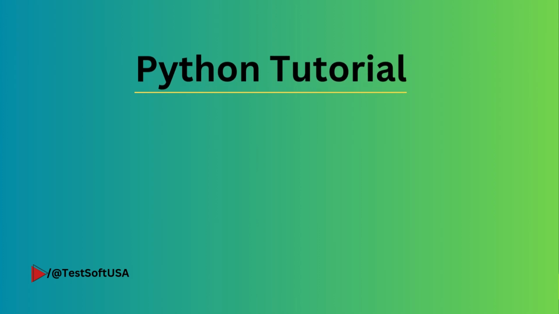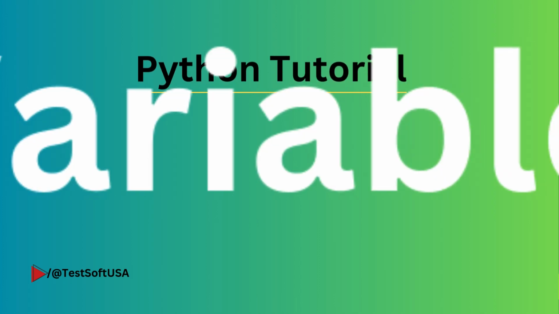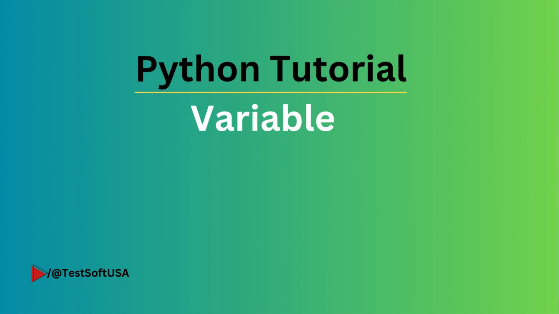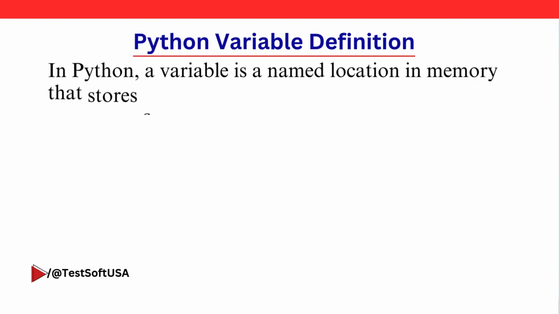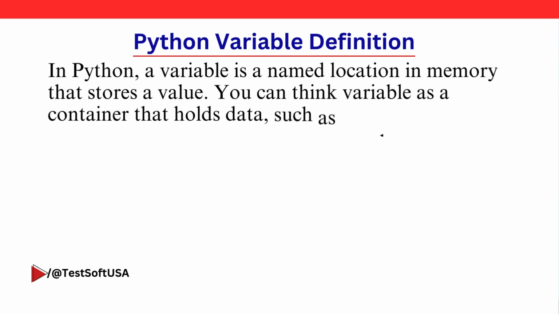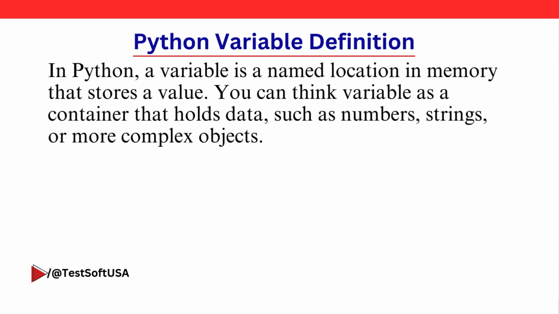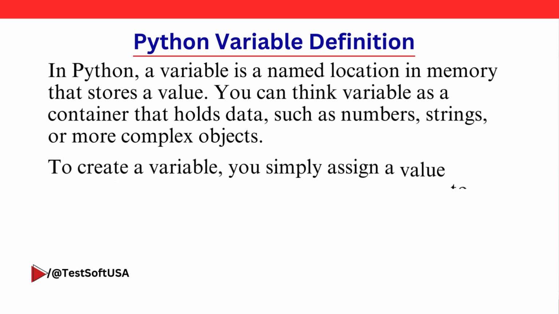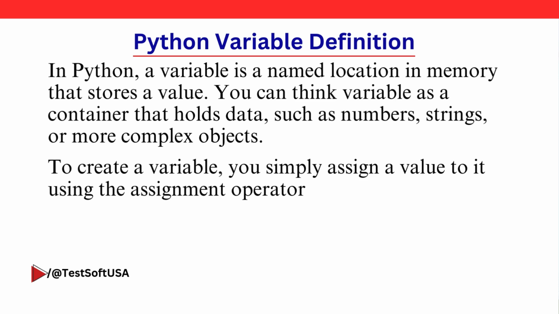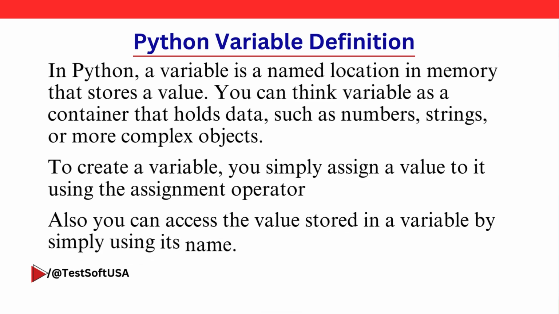As part of the Python tutorial, today I'll talk about Python variables. Then there is the first question: what is a Python variable? In Python, a variable is a named location in memory that stores a value. You can think of a variable as a container that holds data such as numbers, strings or more complex objects. To create a variable, you simply assign a value to it using the assignment operator. Also, you can access the value stored in a variable by simply using its name.